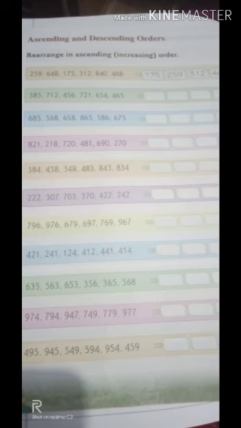Go to page number 43. Numbers: first see 520 given, 479 given, 602 given, 398 given, 501 given, and 497. So you have to arrange these numbers: 602, 520, then 501, 497, 479, and 398. This way children, you will complete page number 43.